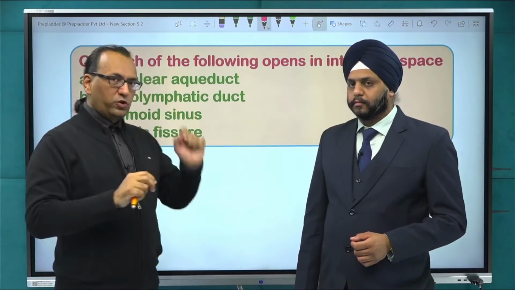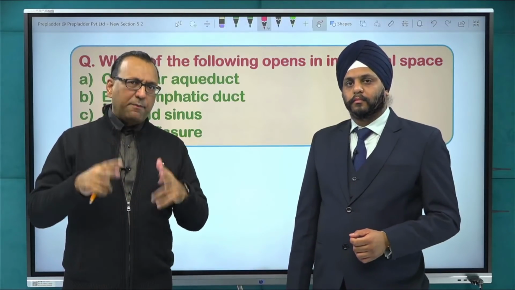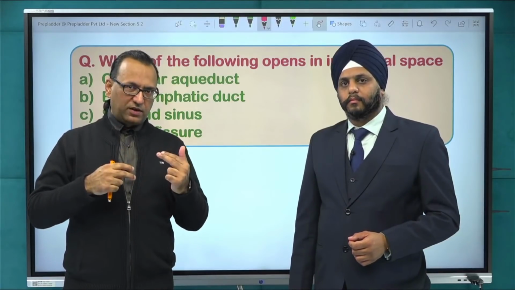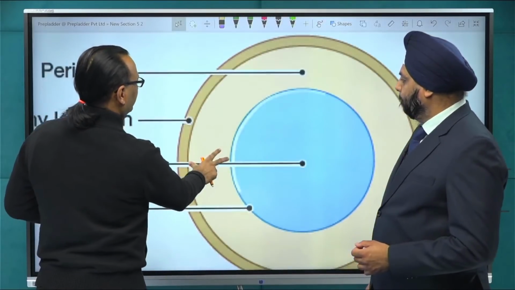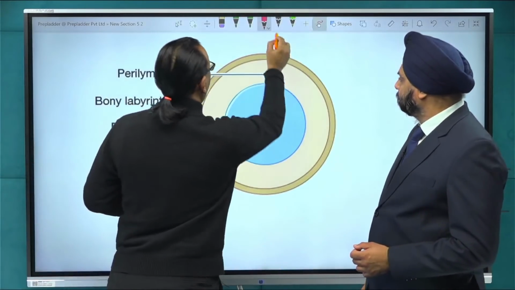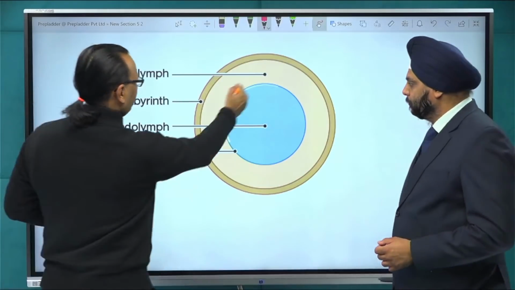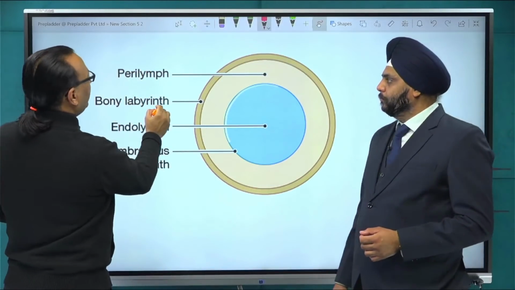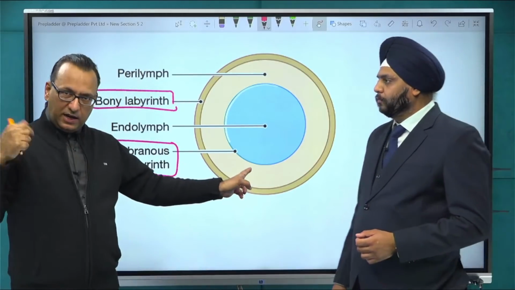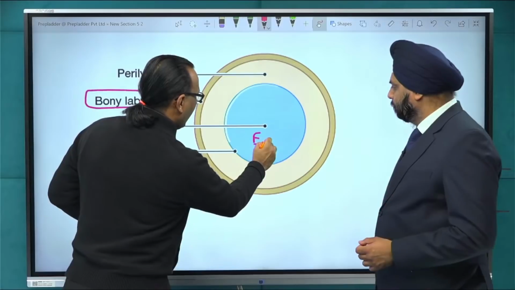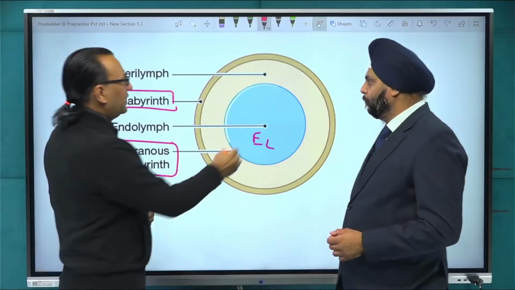And labyrinthitis means labyrinth. Labyrinth means inner ear. We are talking about inner ear. Embryologically, what is the structure of inner ear in the beginning? Let us look at this diagram. Here we understand that there will be a bony labyrinth outside, and inside that there is a membranous labyrinth. So when we are talking about the membranous labyrinth, what is it filled with? Inside, endolymph. And what is outside that? Within the bone, but outside the membranous labyrinth, that is perilymph.